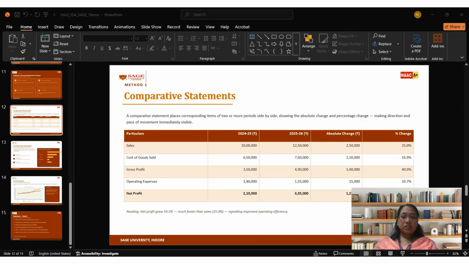Government and regulators use it for tax assessment, policy making, and compliance checks. Employees and trade unions use it while bargaining for wages, bonus, and job security. And researchers and analysts use it to study broader industry trends. Every one of these groups reads the same set of financial statements, but each is looking for a different answer.